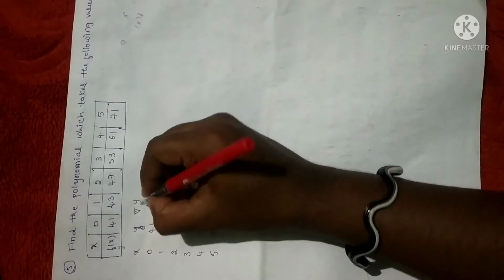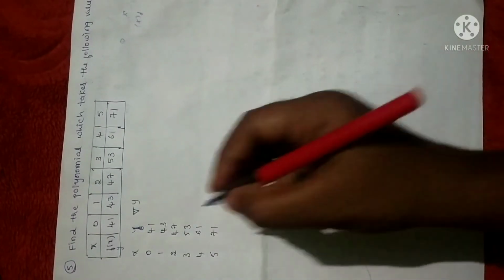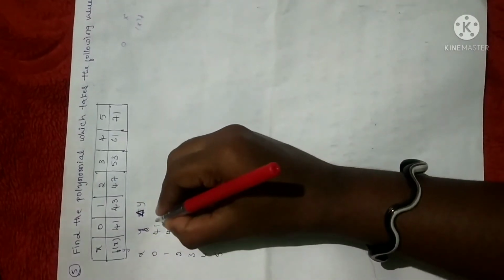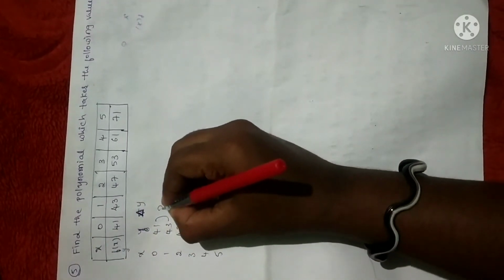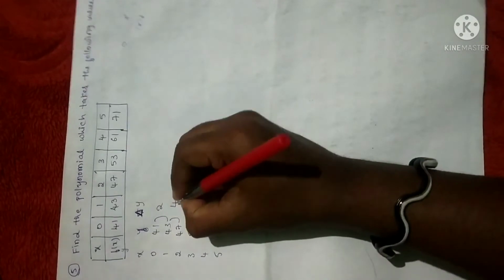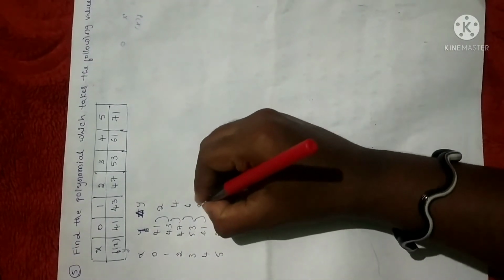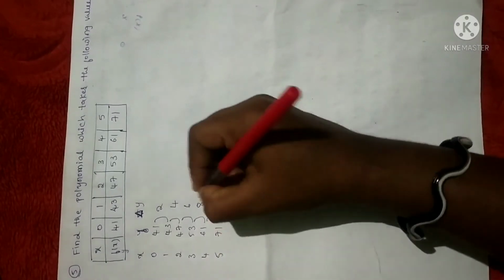Corresponding first difference: I am going to use Newton forward difference only, instead of backward difference. So I'll just find the first forward difference. 43 minus 41 is 2. 47 minus 43 is 4. 53 minus 47 is 6. 61 minus 53 is 8. 71 minus 61 is 10.